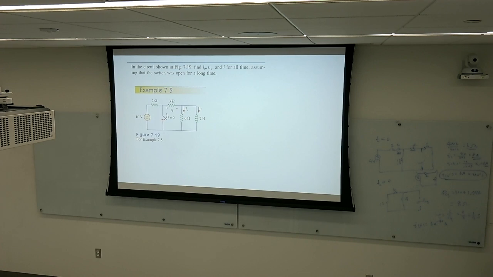So the next one is: in the circuit, find i, v_o, and i for all time, assuming that the switch was open for a long time. And then at time equals 0, the switch is closed. So before time 0, the switch was open, and at time 0, the switch is closed. So take a look at this one.